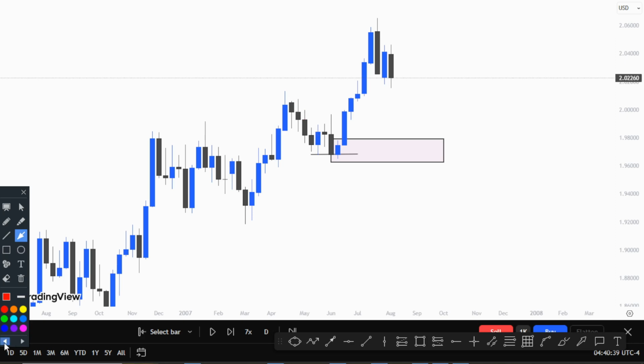3. Has the price left an imbalance or fair value gap? We can see that there is an imbalance between these two candles. This candle wick did not overlap this candle wick. Now that all our criteria are met, we zoom into the lower time frame for trade confirmation.